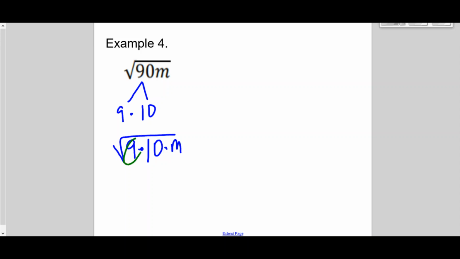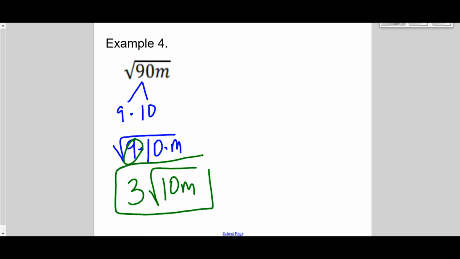So we can do the square root of 9 is 3. Can't do the square root of 10. And we can't do the square root of m. So we'll just leave those both underneath the radical. So we can't reduce those any further. So this will be 3 times the square root of 10m.